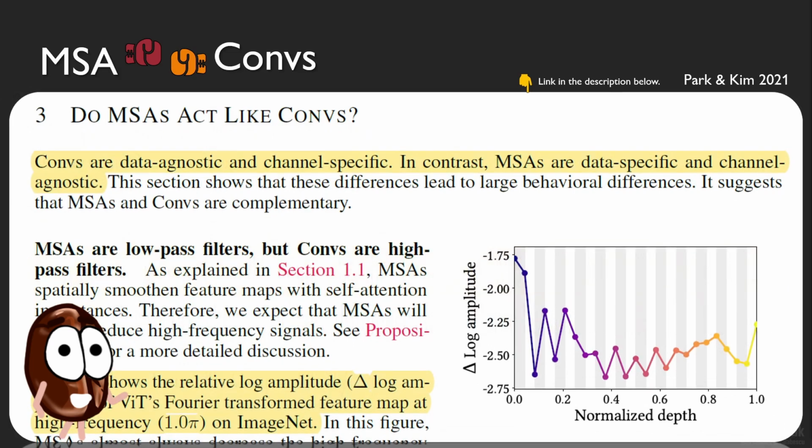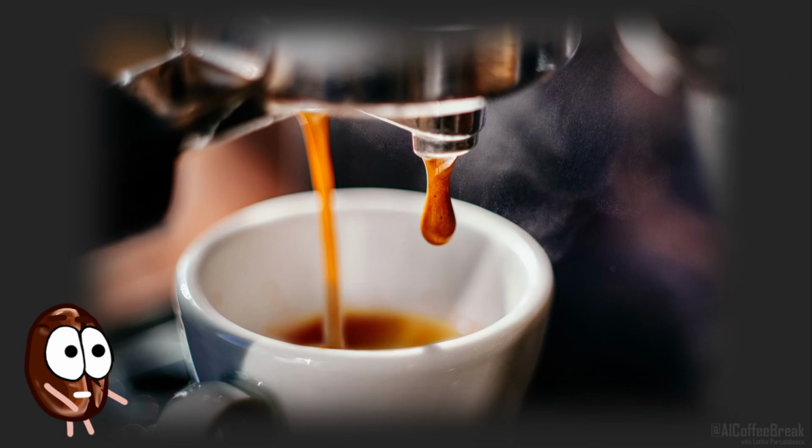Nice. More interesting for Miss Coffee Bean is that MSAs are low-pass filters, but convs are high-pass filters. What does this mean now? A low-pass filter lets the low frequencies pass. So things like shape and wide patterns in the image get through, while sharp details do not. Think about the low frequencies as the information that remains after blurring the image.